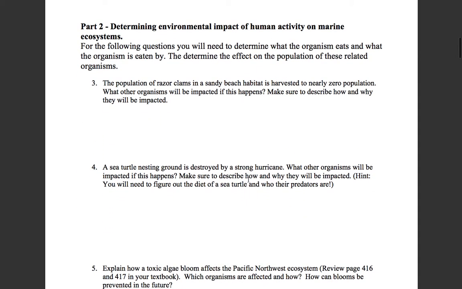Part 2 is also concerned with who eats who. And in this case, we are going to see the effect of increasing or decreasing a population on the other trophic levels. And so this is also going to be figuring out what a razor clam eats, what eats a razor clam, and let's see what happens when that population decreases to almost zero. What happens to the population of predators of razor clams and the population of prey of razor clams.